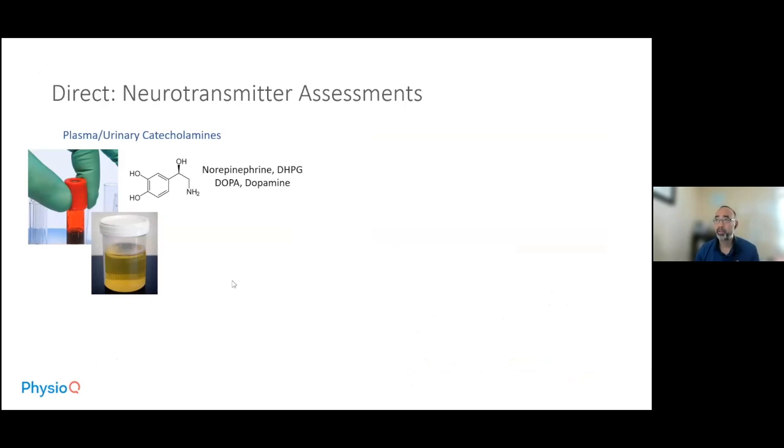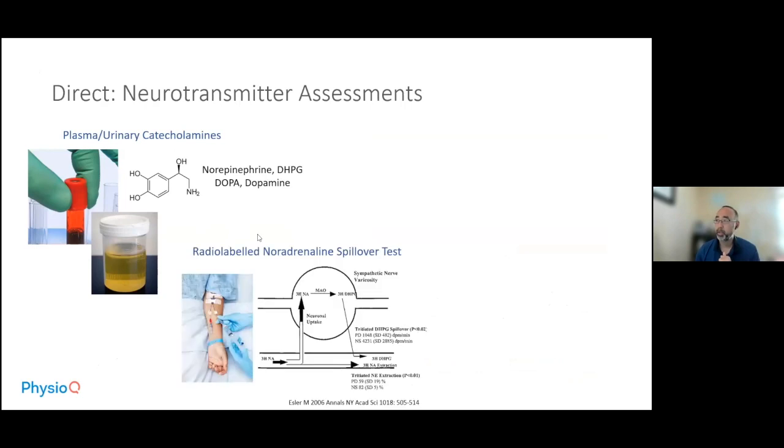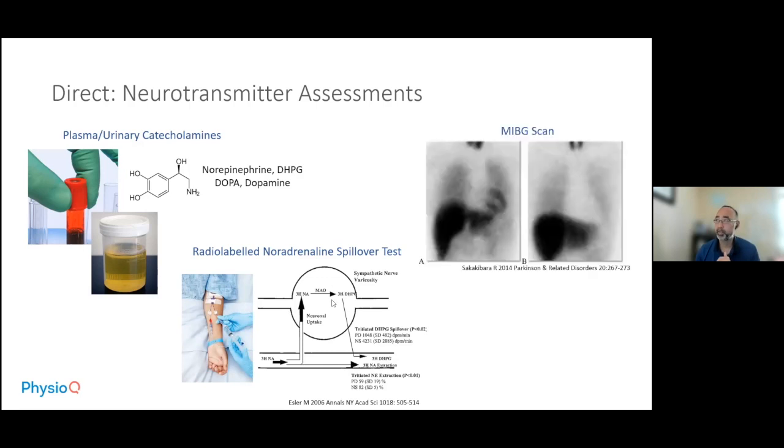Then you could assess the neurotransmitters directly, either by collecting blood tests or urine tests, and assess for the catecholamines that are in the system. They're often norepinephrine, dopamine, these other compounds. And then you could do radiolabeled noradrenaline spillover tests. I'm not going into too much detail of that, but you administer a radiolabeled noradrenaline. Some of it gets absorbed into the nerve, and then some of it gets excreted. You could do a calculation to assess the activity of the sympathetic nervous system.